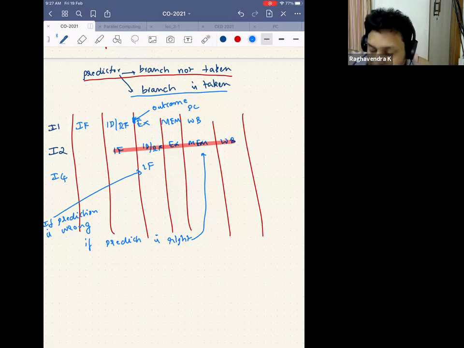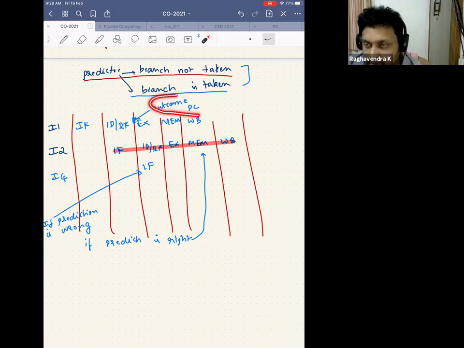Now I can have two different kinds of predictors. In the MIPS pipeline stage, I can say either branch not taken or branch taken, but it does not make sense in the MIPS pipeline to say the branch is taken, because I know the outcome and the target PC value. I know the outcome of the branch. What do I mean by the outcome of the branch? It means whether the branch is taken or not taken. That's what I mean by outcome, right?